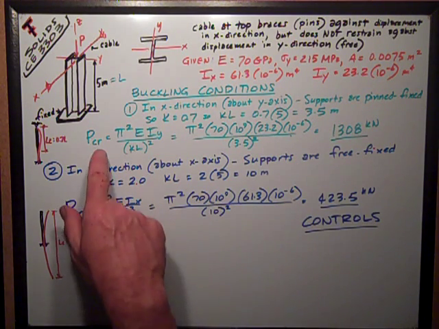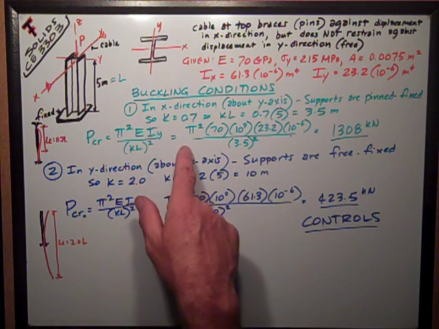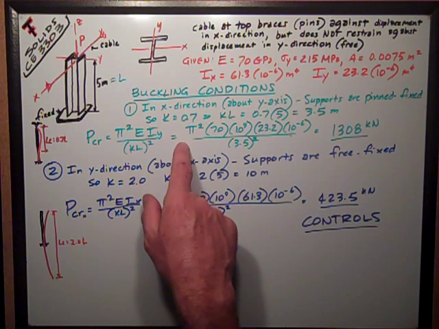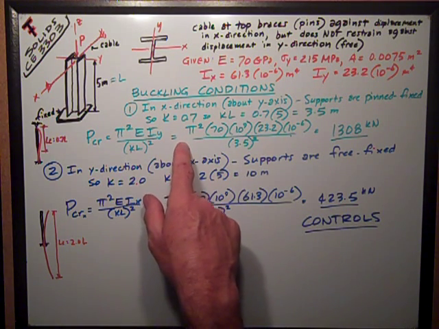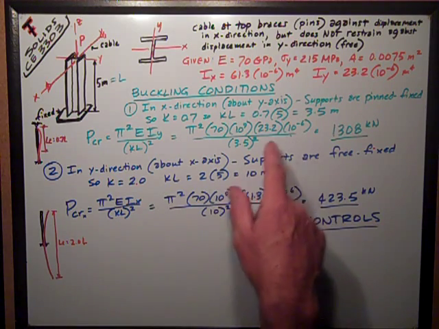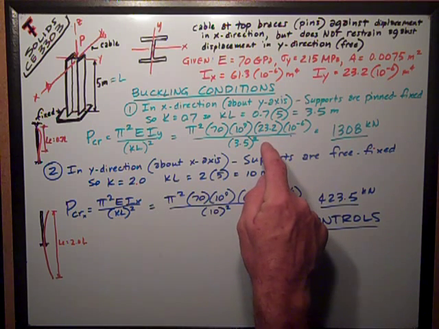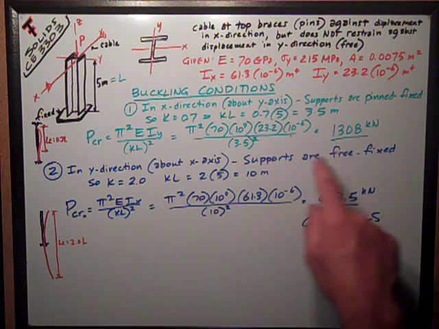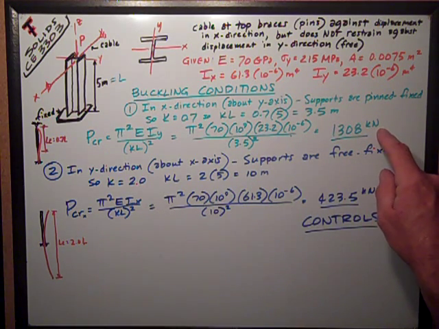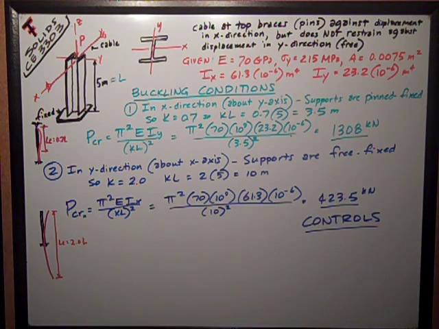Now Euler's equation is P critical equals pi squared EI over KL squared. I plug in the knowns with this for E and this for Iy, because it's the axis about which it's buckling. 3.5 is the effective length squared. I get 1308 kilonewtons as the Euler's load, the critical buckling load.